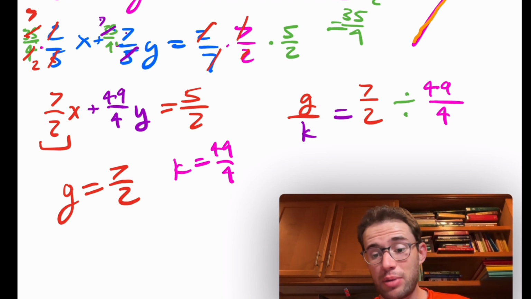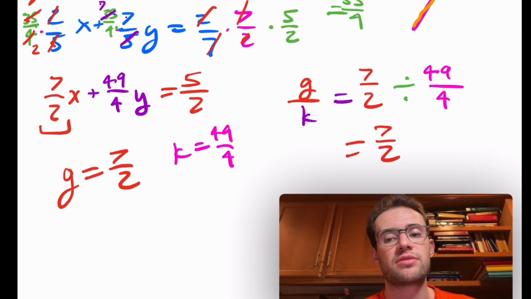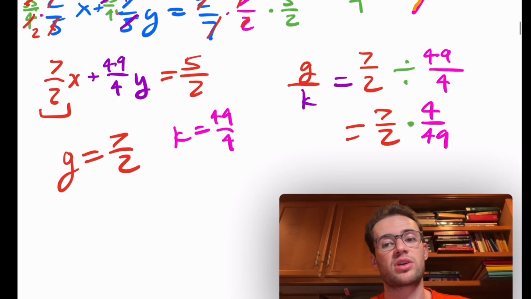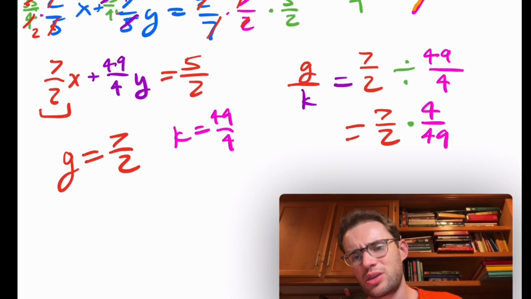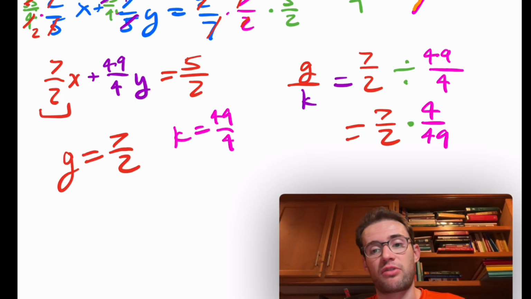And when you divide by a fraction, you just multiply by the reciprocal. So this is equal to 7/2 times the reciprocal of 49/4, which is 4 over 49. So now this is a little easier to visualize for me. That's why I set it up like that. Usually you don't use divide signs like that unless you're typing in a calculator, like maybe after 6th or 7th grade, because you're usually going to set it up as a fraction.